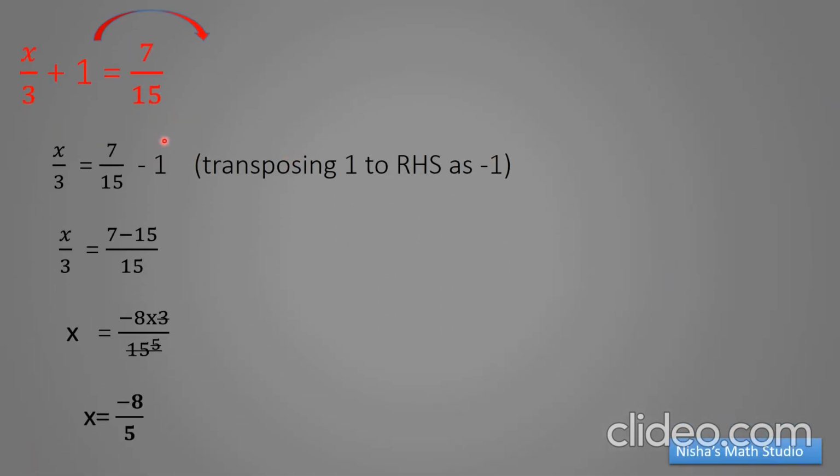Last example. x by 3 plus 1 is equal to 7 by 15. Here you can find some fractions, isn't it? Now, which is the variable? x is the variable. I want to take this constant 1 from the left hand side to the right hand side. So this will change to minus 1 when it comes to the other side. So x by 3 is equal to 7 by 15 minus 1.